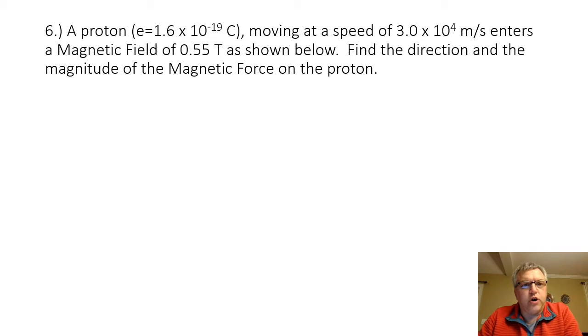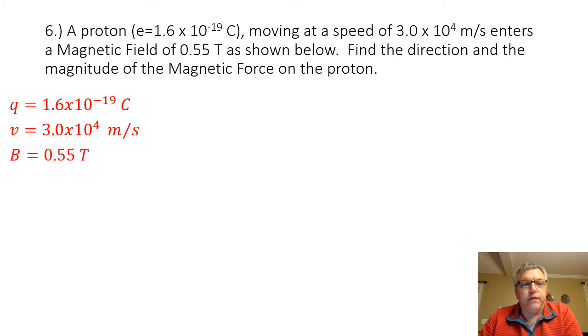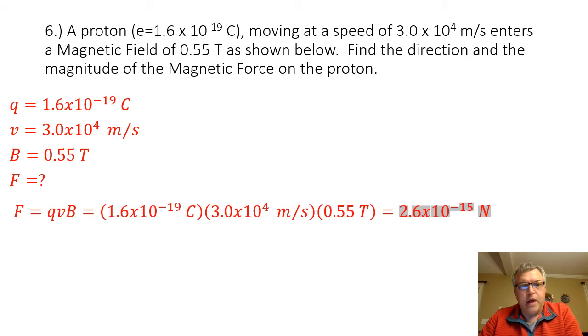I'm given the charge of the proton, which is 1.6 times 10 to the minus 19th coulombs. I'm given the velocity of the proton at 3.0 times 10 to the 4th meters per second. I'm given the magnitude of the magnetic field, 0.55 Tesla, and I'm being asked to find the force. To find the force, I know I need to use F equals QVB. I plug my known values into the equation, and I'm going to get a force of 2.6 times 10 to the minus 15th newtons. That's the magnitude of the force.